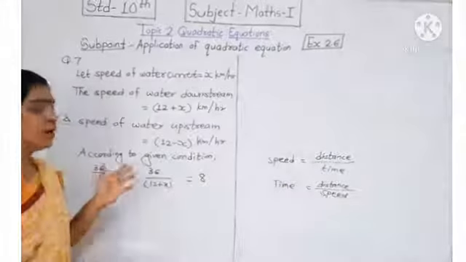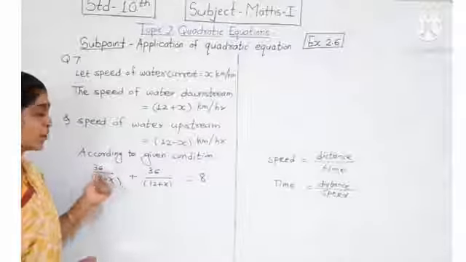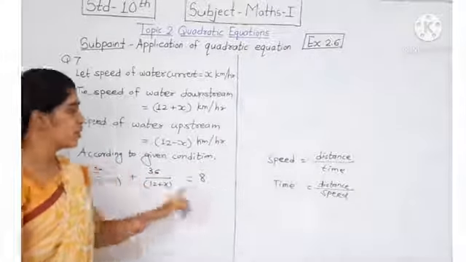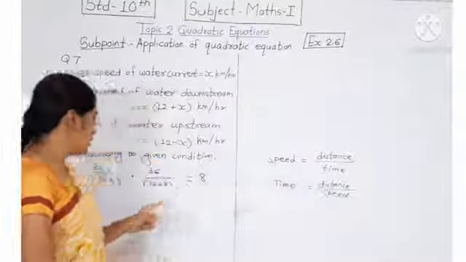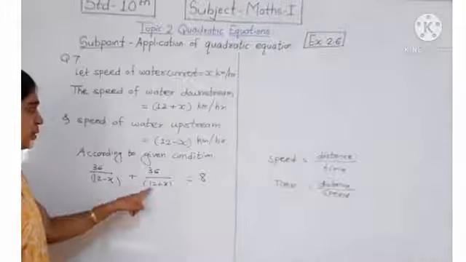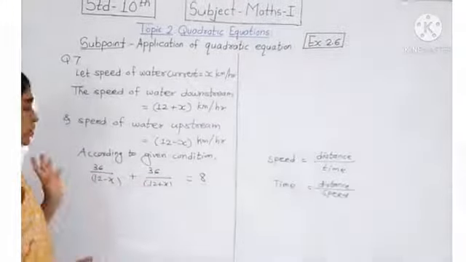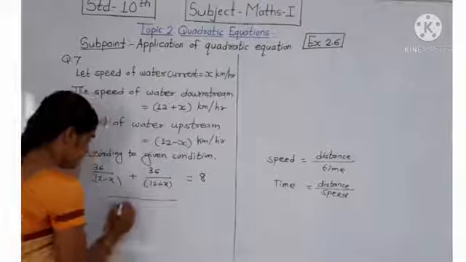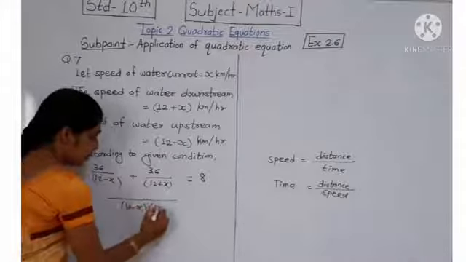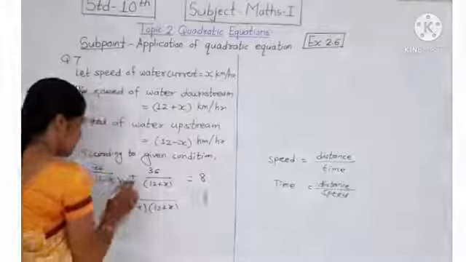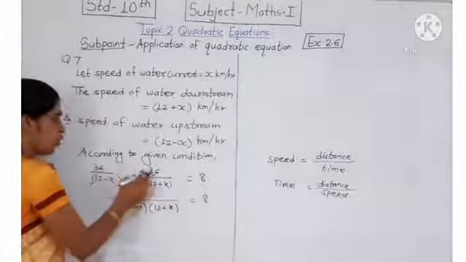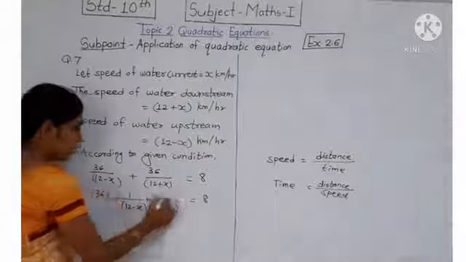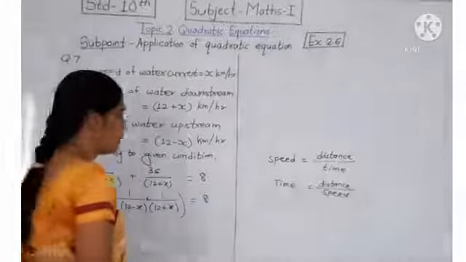Upstream and downstream, return. So here upstream plus downstream is equal to total time. Time is equal to distance upon speed, for upstream and for downstream. Now here you calculate this: 12 minus x into 12 plus x, cross multiply. Or you calculate here: you take 36 common, 1 upon 1. So what becomes the answer?